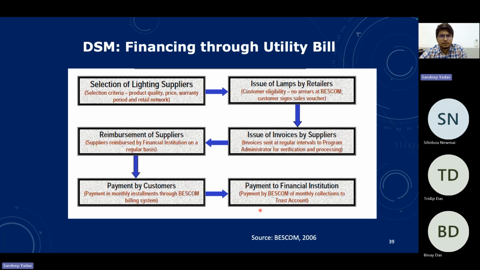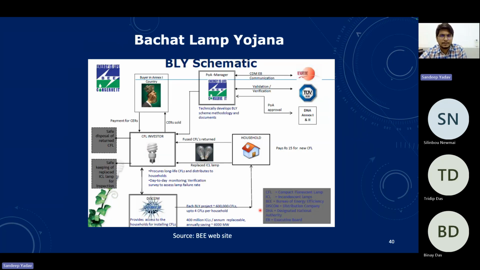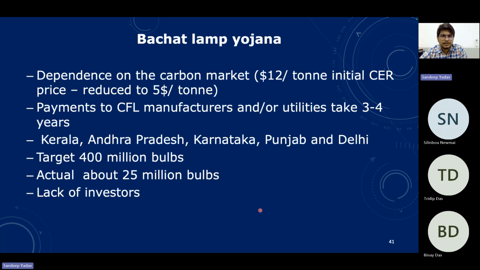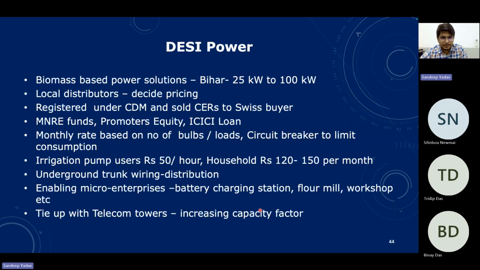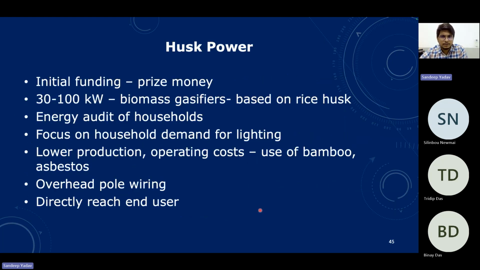Similarly, there is financing through the utility bill, covered by the government policy Bachat Lamp Yojana, in which LED bulbs at the all India level replace fluorescent bulbs. That's an energy efficient scheme in which the target was 400 billion bulbs at a lower cost. Same as the SELCO case studies and the DC power. These are all already explained, so I will not go through that.